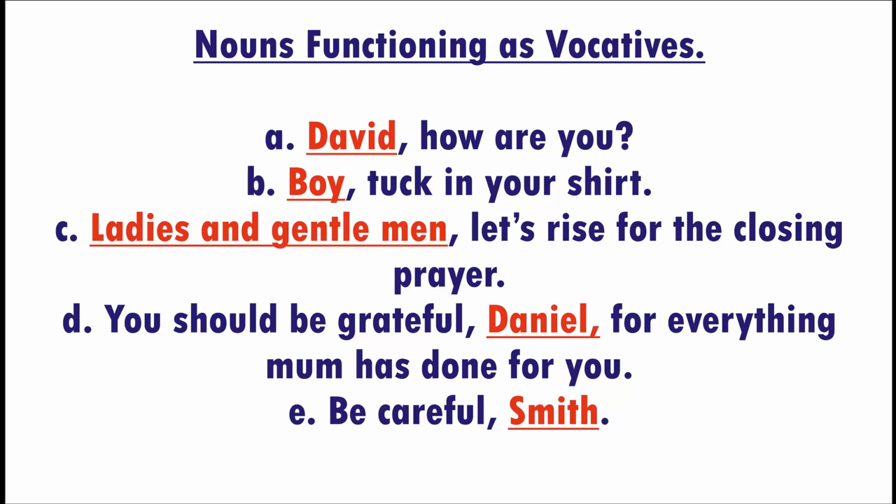It is very important to add that nouns functioning as vocative do not necessarily occur at the beginning of the sentence. Let's look at example D. You should be grateful, Daniel, for everything mommy has done for you. Daniel here performs a vocative function and it occurs in the middle of the sentence. Example E. Be careful, Smith. Smith here is a vocative and it occurs at the end of the sentence. Wherever a noun functioning as vocative occurs in the sentence, it must be separated by the comma, as you can see in all the examples here.